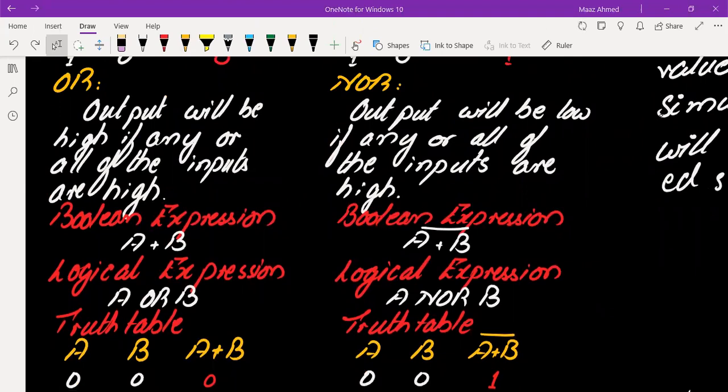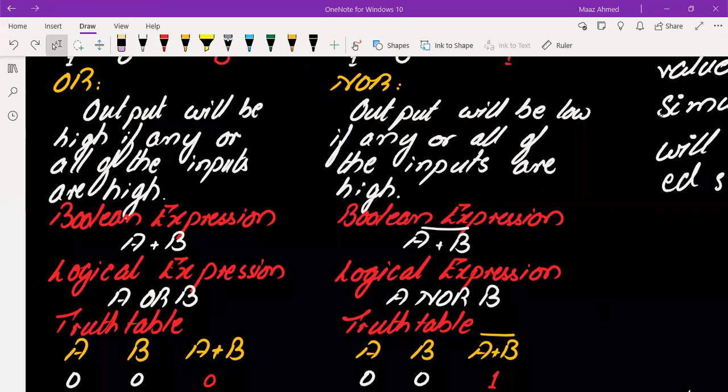Okay, now we're coming towards the OR gate. Now the OR gate says that output will be high. That means output will be 1 if any or all of the inputs are 1. If any single input is 1 or all of the inputs are 1, in that case, you will be getting an output of 1, otherwise it will be a 0.